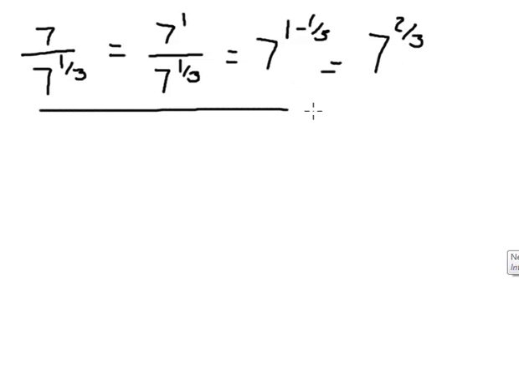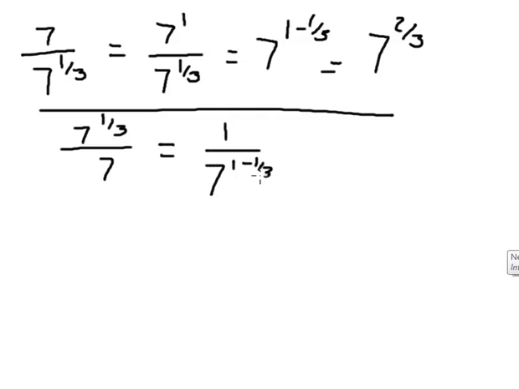Now if I had had it the other way, if I had had 7 to the 1/3 over 7, I would have written it like this, 1 over 7 to the 1st minus 1/3, because this 1 would be bigger than the 1/3, so my answer would be here in the denominator, and this would be 1 over 7 to the 2/3.